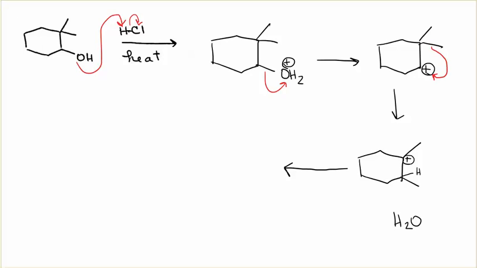Zaitsev tells us that we're going to eliminate the one that leads to the most stable alkene. The most stable alkene is tetra-substituted. So the product of this reaction is that. It comes about from the carbocation rearranging.